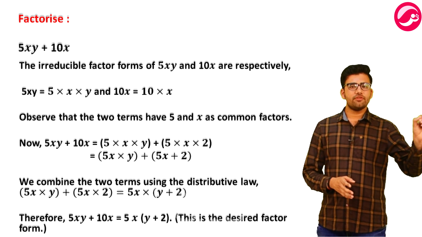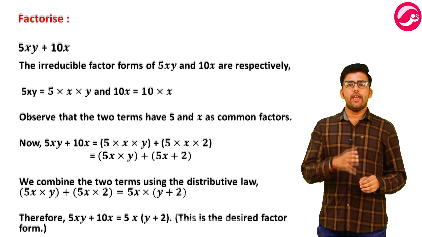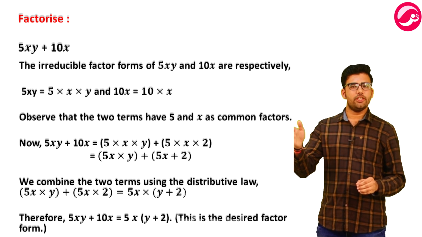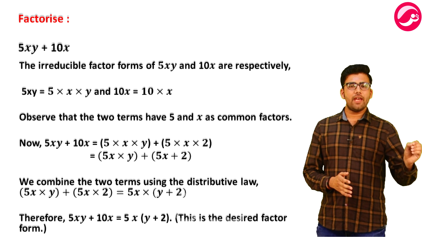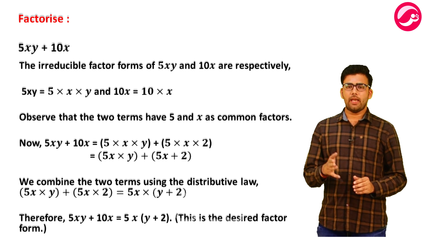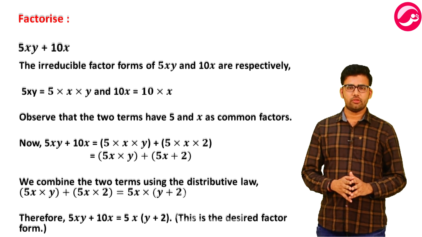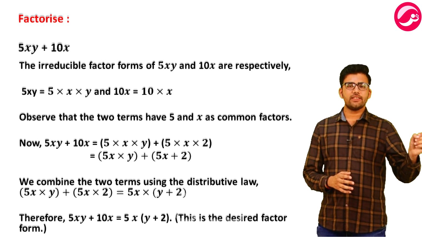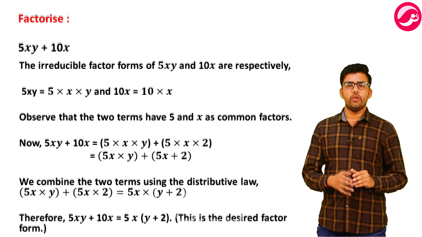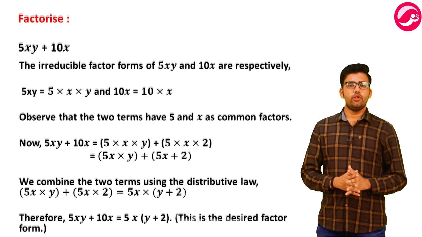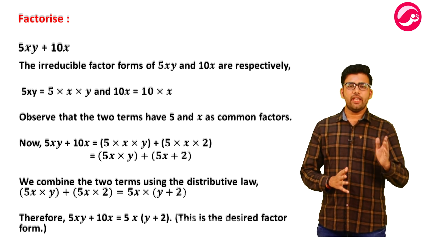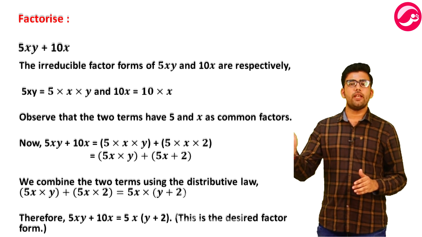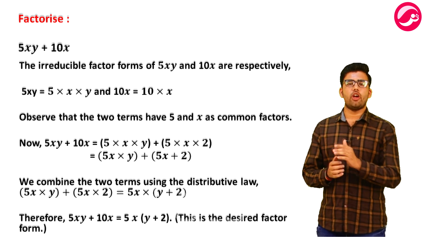Now, 5xy plus 10x is equal to 5 into x into y plus 5 into x into 2. That will be 5x into y plus 5x into 2. We combine the two terms using the distributive law as shown. 5x into y plus 5x into 2 is equal to 5x into (y plus 2). Therefore, 5xy plus 10x is equal to 5x into (y plus 2). This is the desired form we want.